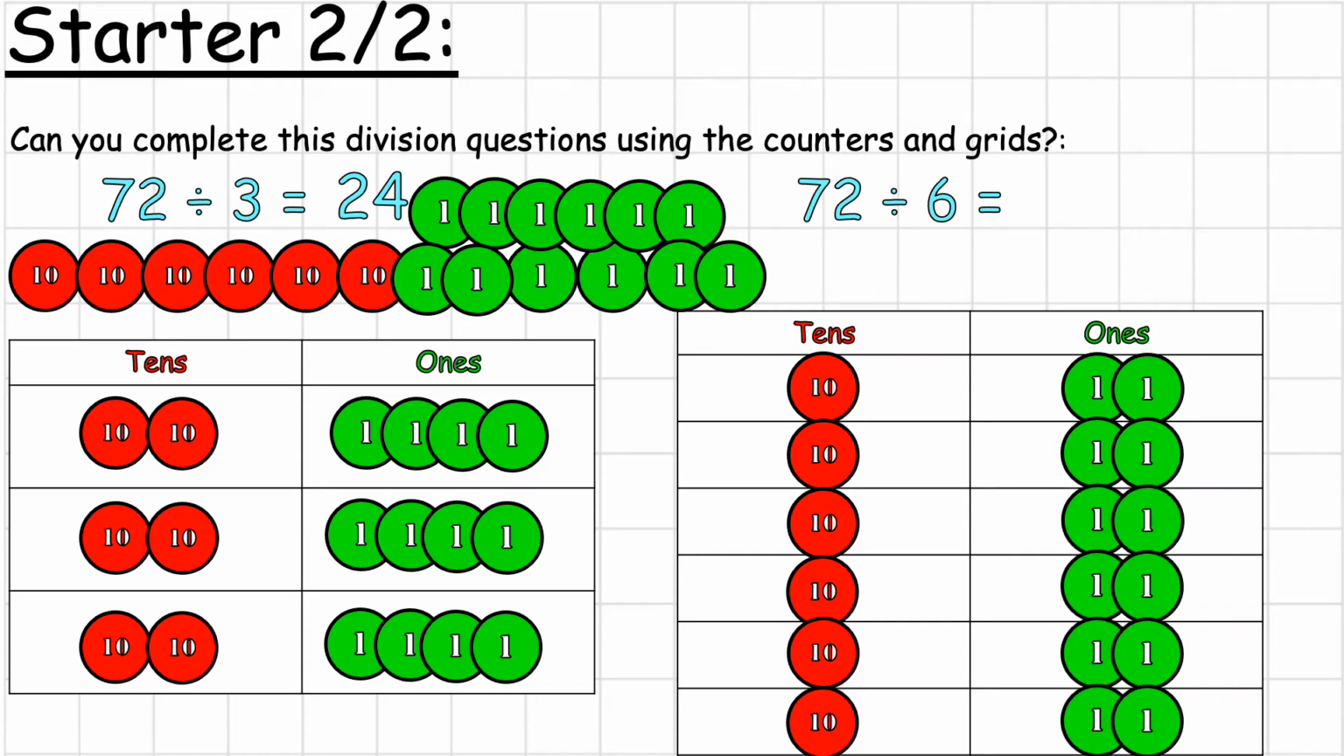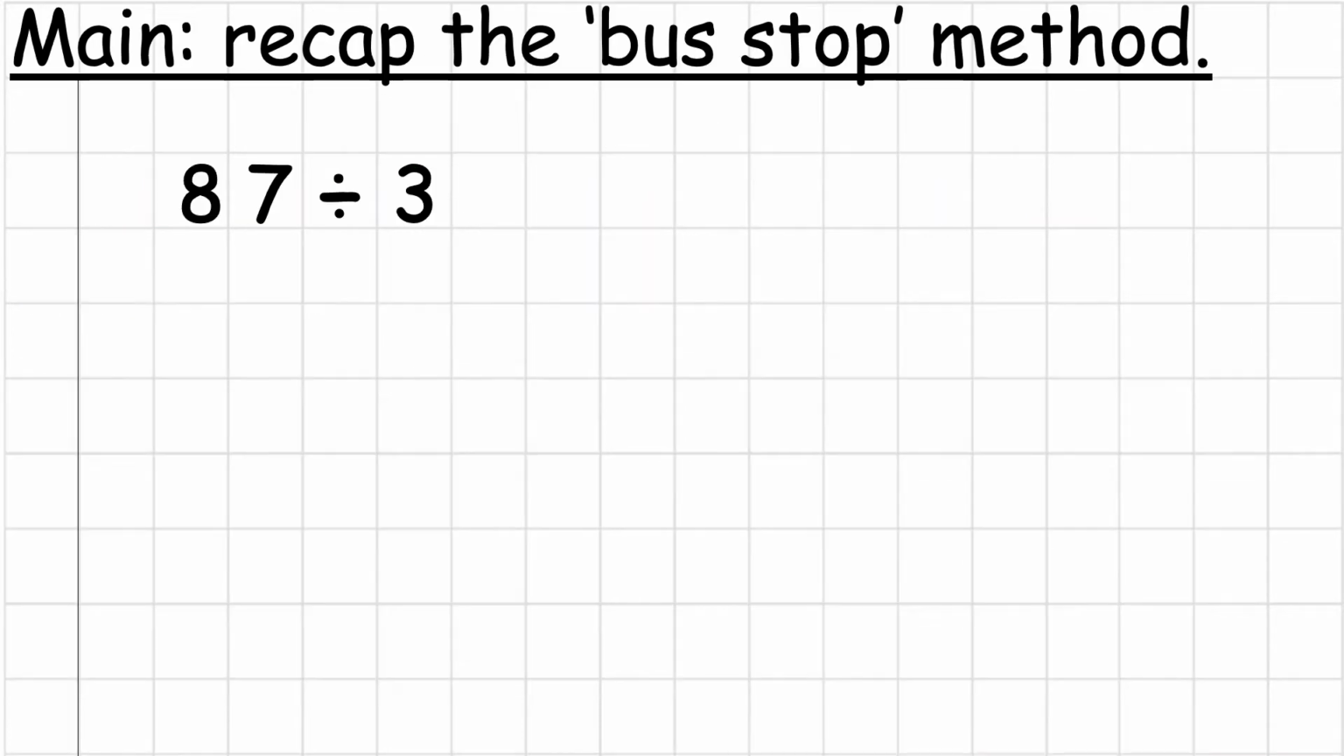And you notice when the divisor's doubled, my answer's halved. So that's an interesting one to notice. When the divisor gets bigger, our answer usually gets smaller. So, onwards with today's lesson. We're going to recap the bus stop method.